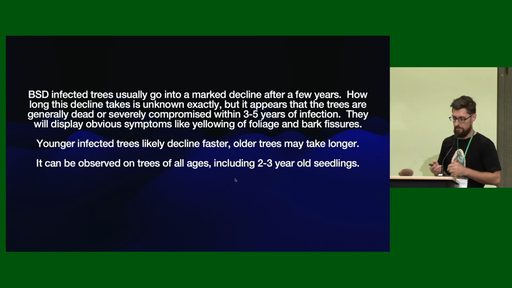BSD-infected trees usually go into a marked decline after a few years. How long this decline takes is not known exactly, but it appears that the trees are generally dead or severely compromised within 3 to 5 years of infection. They will display obvious symptoms like yellowing of foliage and bark fissures. Younger infected trees likely decline faster. Older trees may take longer. It can be observed on trees of all ages, including 2 to 3 year old seedlings.